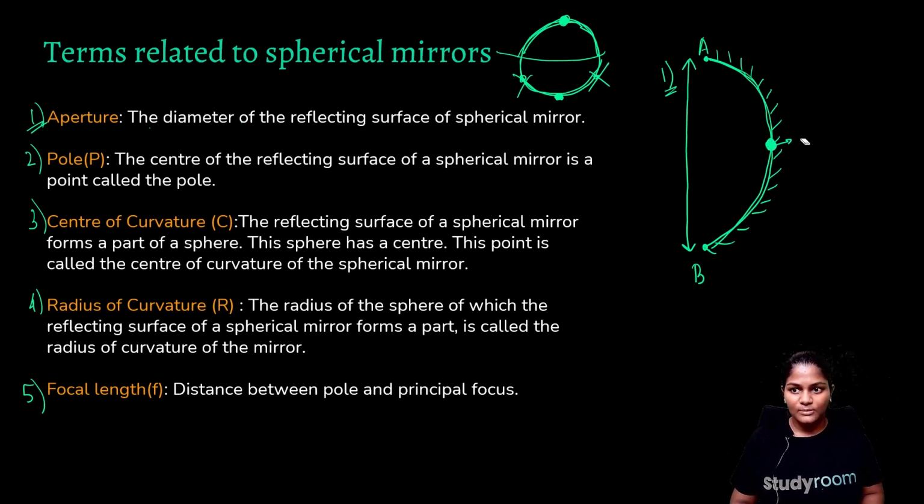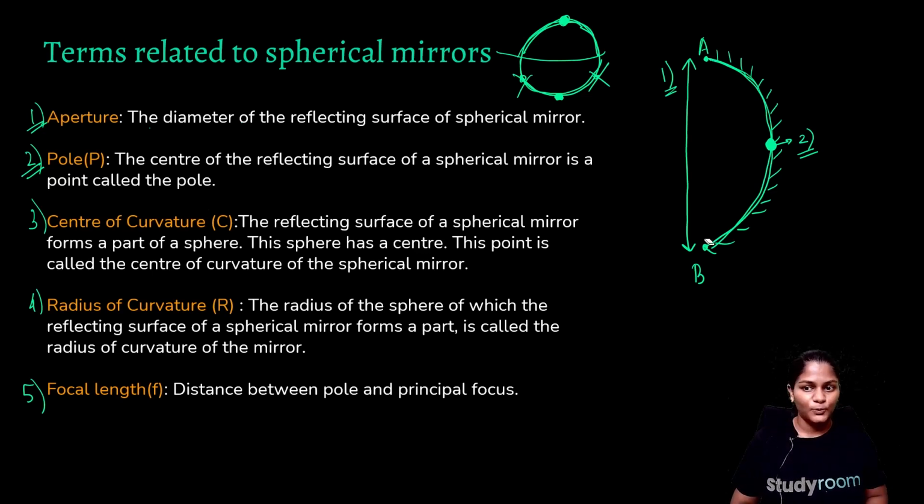Okay. This is number 2, which is the pole. I'm not writing it or it would get very messy. You can refer to the numbering here. The second is pole, which says the center of the reflecting surface of a spherical mirror is called the pole. So the definition you have to learn from your PPT and your books. I'm just explaining it to you so that you don't forget. Okay.